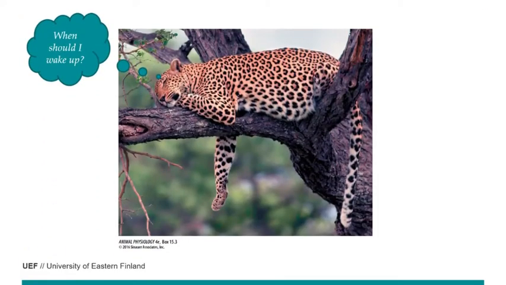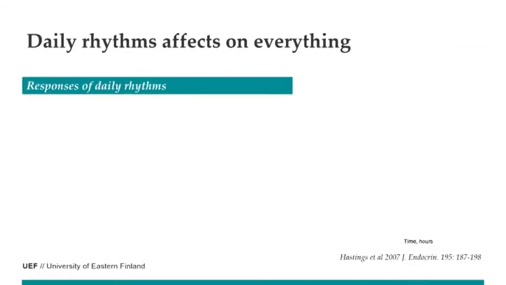But let's start by wondering how the animal can decide when it should wake up, when it's rested, but perhaps it also should wake up if it's a night-active animal or day-active animal, so it starts collecting food at a certain time of the day. So it must have some kind of mechanism to say that now it's the time to catch some prey. And pretty much everything is regulated with these daily rhythms.